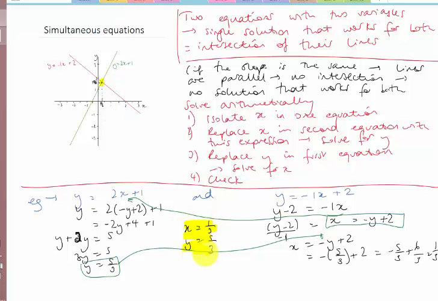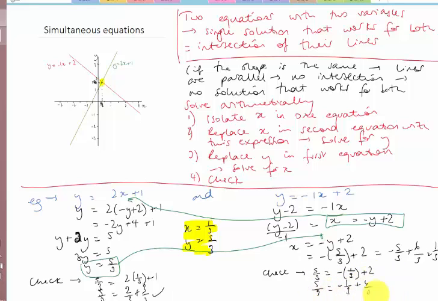That's our solution. So now finally we just need to check by replacing our values there. So is 5/3 equal to 2 times 1/3 plus 1? That would be 5/3 is equal to 2/3 plus 3/3. Good. And over here, if we check, 5/3 equals minus 1/3 plus 2, so that would make 5/3 equals minus 1/3 plus 6/3, which is true.